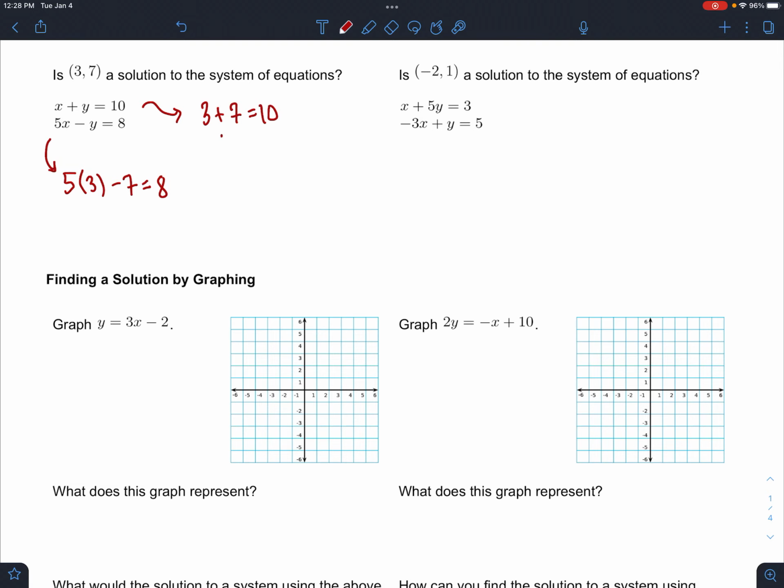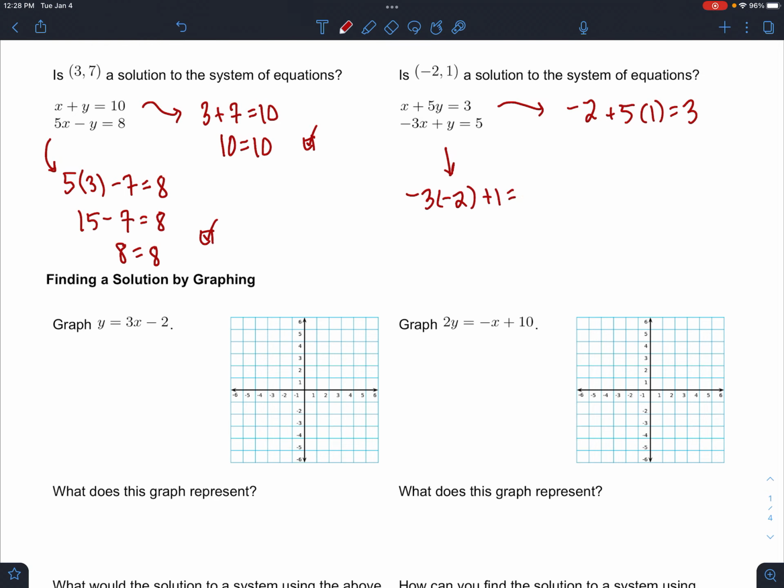If you simplify both of those equations, it looks like this one is completely true. And this next one looks completely true also. So that point is a solution to those two simultaneous equations. Same deal here. I'll go ahead and plug in -2 and 1. And same here, plug in -2 and plug in 1.